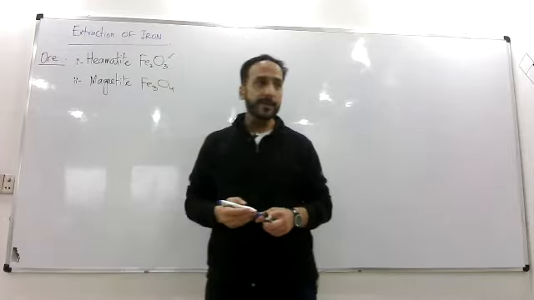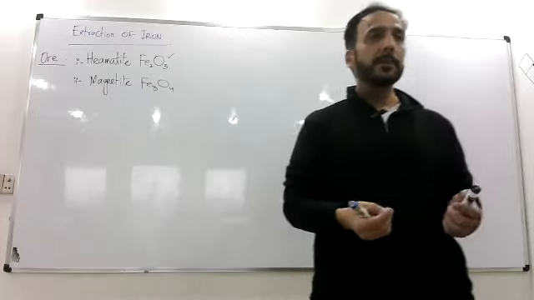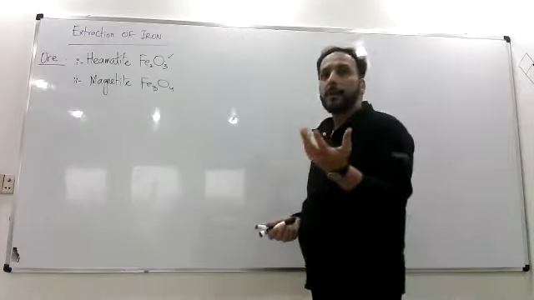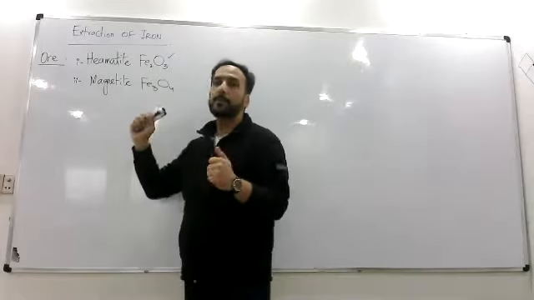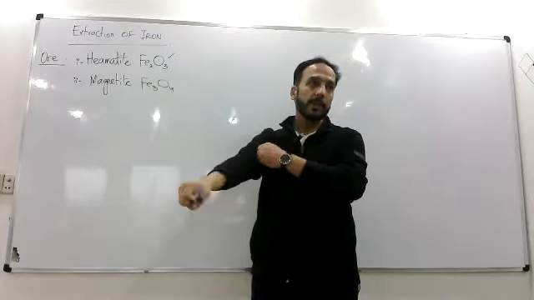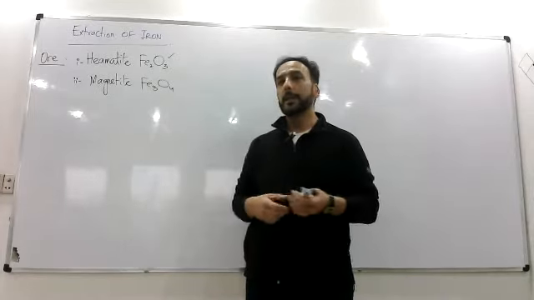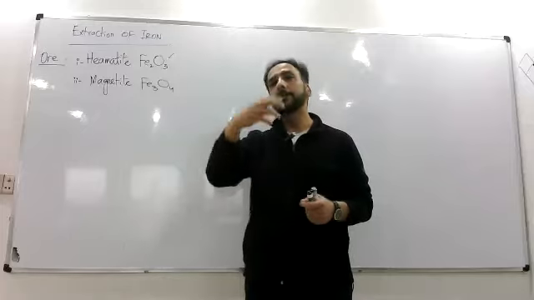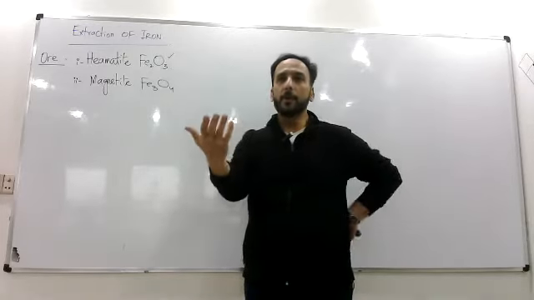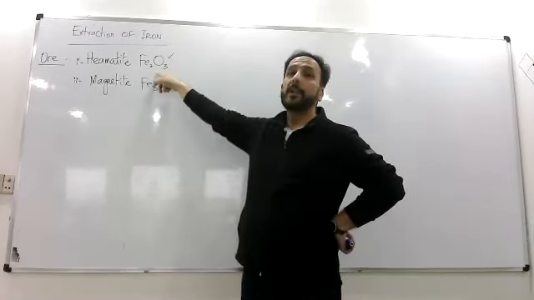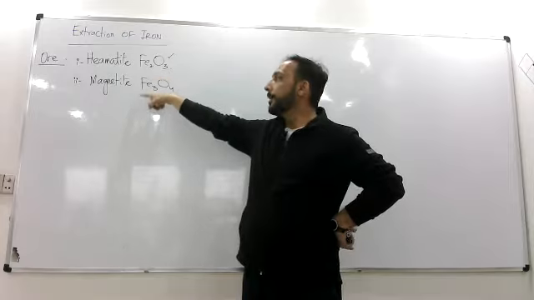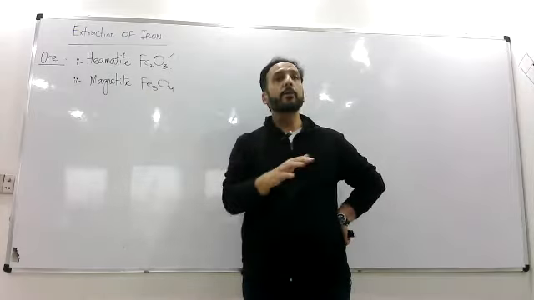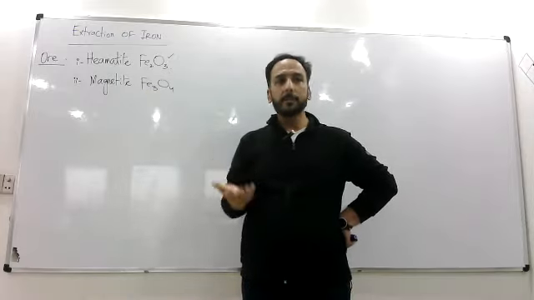And if the question says that other than hematite, suggest an alternate ore, then you write magnetite, okay? Not otherwise. I repeat, if the question is only 1 mark and it says name or give formula of iron ore, we write hematite. Magnetite only when examiner says write ores of iron or other than hematite.